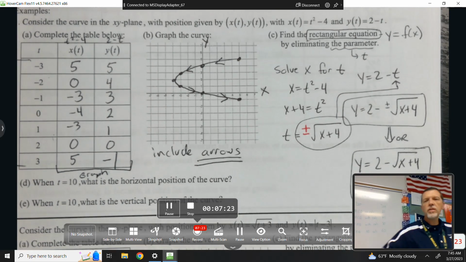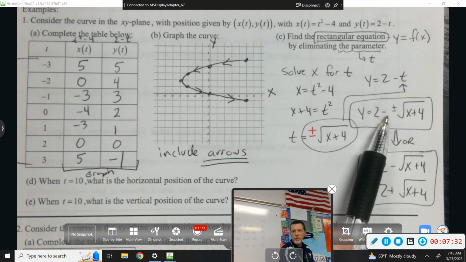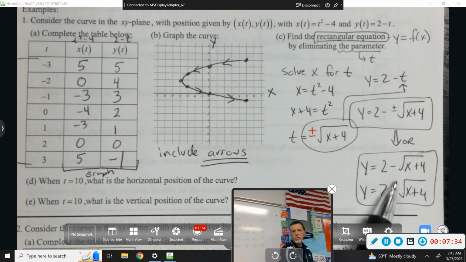So I'm fine either way. Obviously the easier way is to just leave it as the plus or minus. If you were going to put this in the calculator, you can't put plus or minus in the calculator. You would have to put the two different pieces in there.